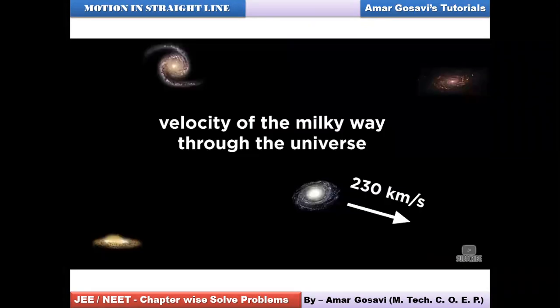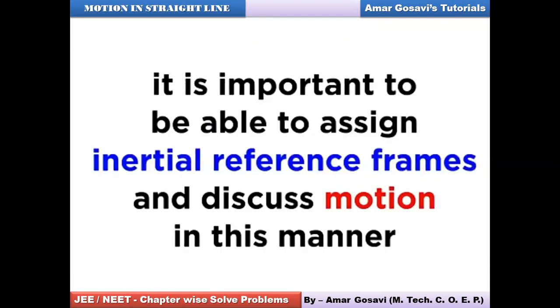You can see, the velocity of the Milky Way through the universe is 230 kilometer per second. So for this speed, the previous speed of 50 kilometer per hour won't make any difference. That's what I'm trying to say. All right, friends. Let's say what is important then.